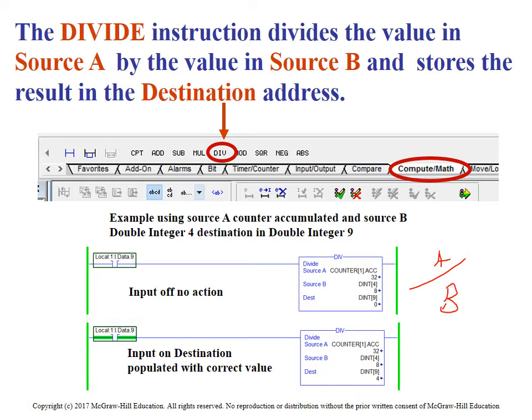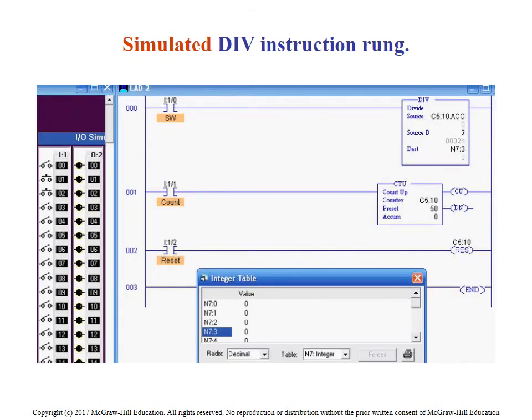As soon as we close this contact here, we're going to get the destination populated with 32 divided by 8. So here we close the contact, 32 divided by 8 equals 4. And here we are, we got an example of that.